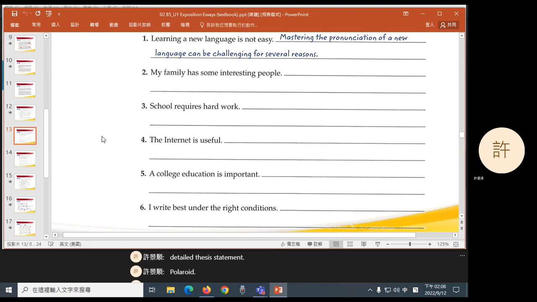Hong Yuhua. Ah, this person has disappeared. Zhang Haiwen. Hi, what do you have for number four?